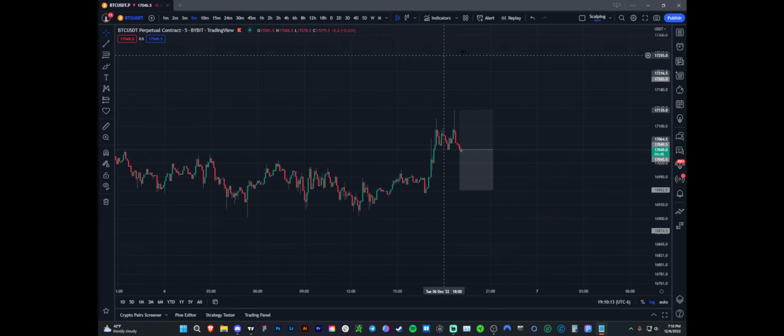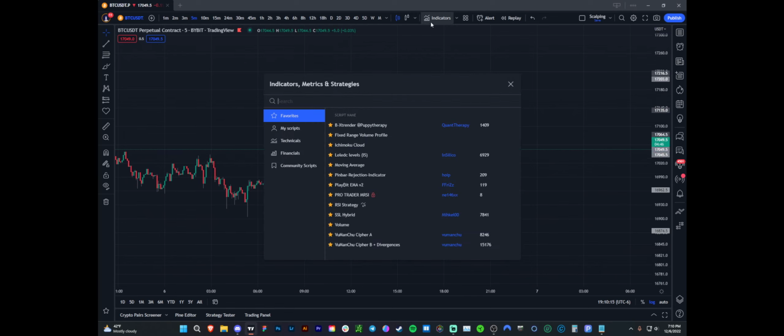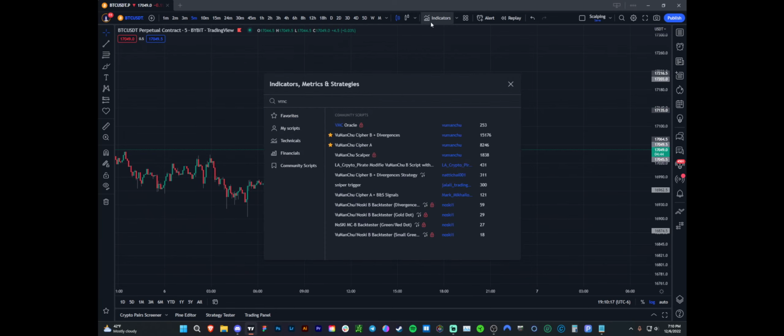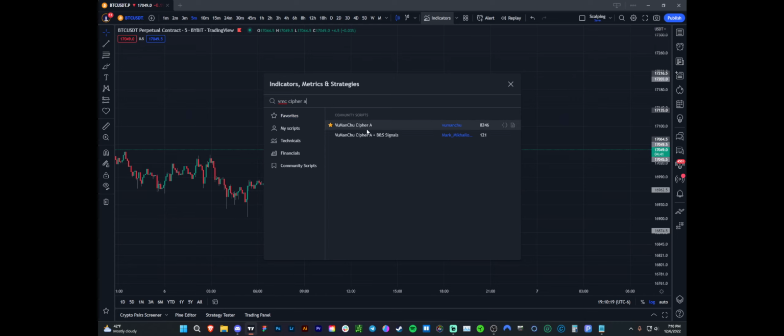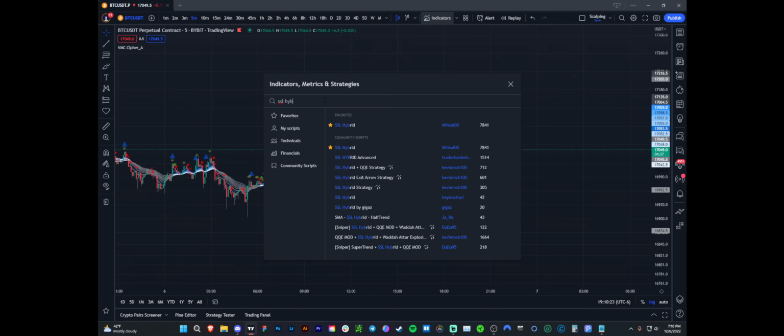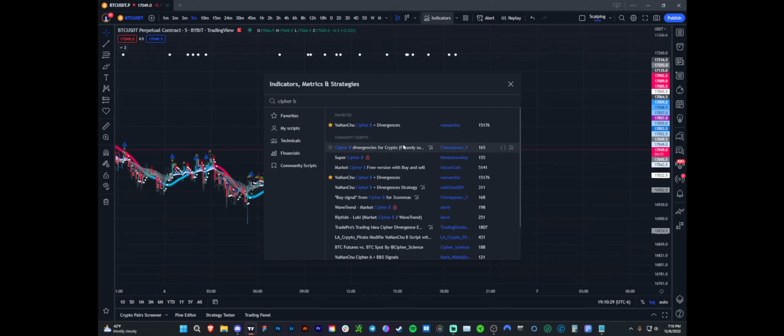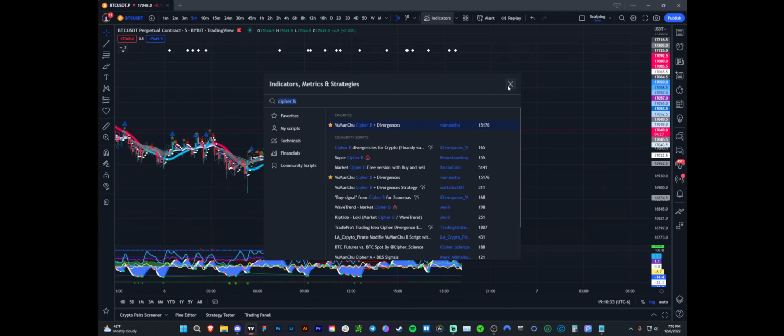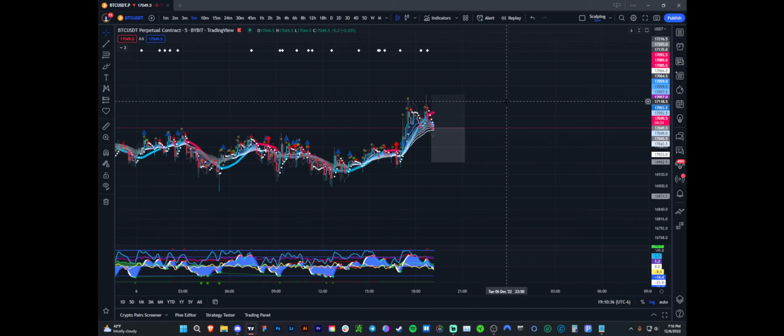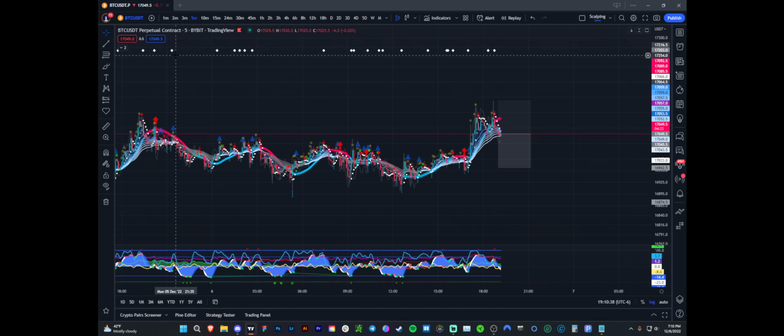Okay, here's what we do. So go to indicators, and your first step is to add BMC Cipher A. Okay, we got that added. Then we're going to want to add SSL Hybrid by Michael00. And then lastly, we're going to add Cipher B plus Divergences by Vuman. Both Cipher A and Cipher B are by Vuman. So now our chart looks absolutely crazy. Definitely, obviously, going to be changing some things.